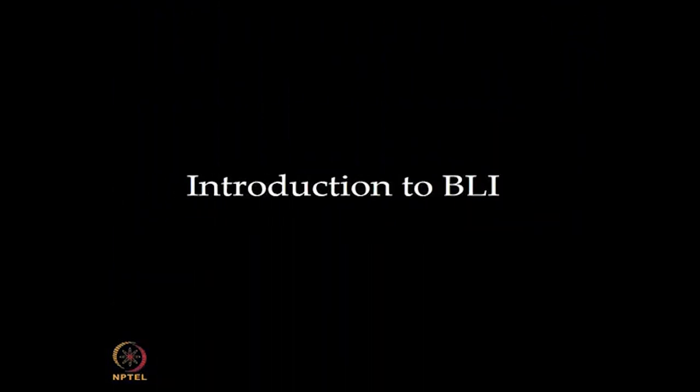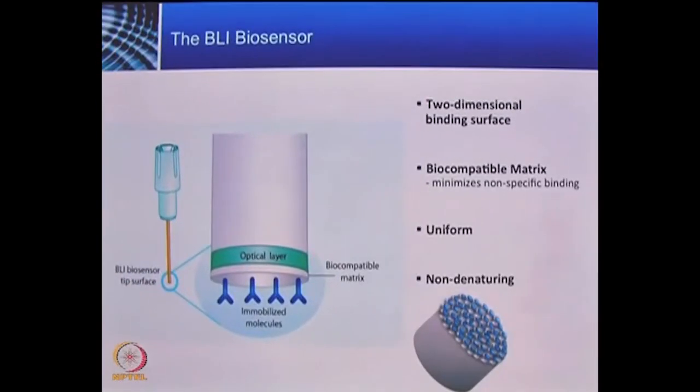Now let's have an understanding of the BioLayer Interferometry or BLI technology, and how it works in real life. The core part of the BLI technology lies with the biosensor. If we take a close look at the biosensor, it's actually made by optical fiber. At the very end of the biosensor, there is a two-dimensional biocompatible matrix. This matrix allows you to immobilize the molecules on this surface to allow further analysis of biomolecule interactions.